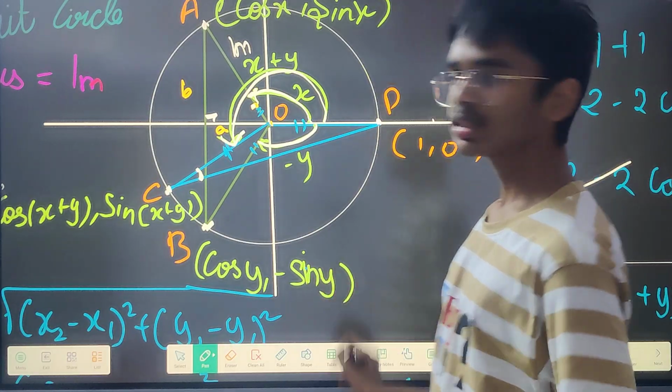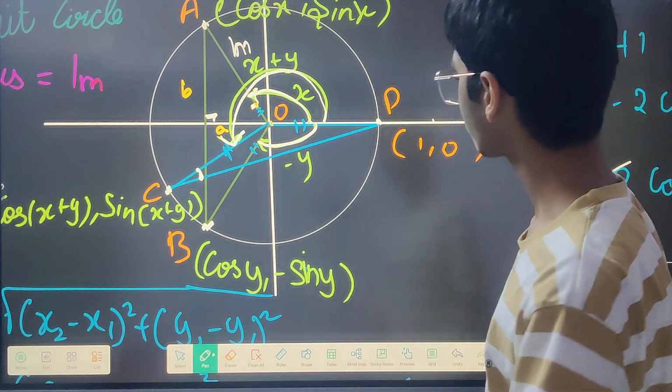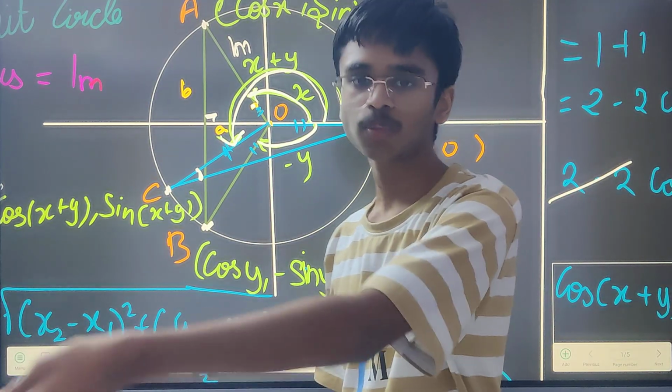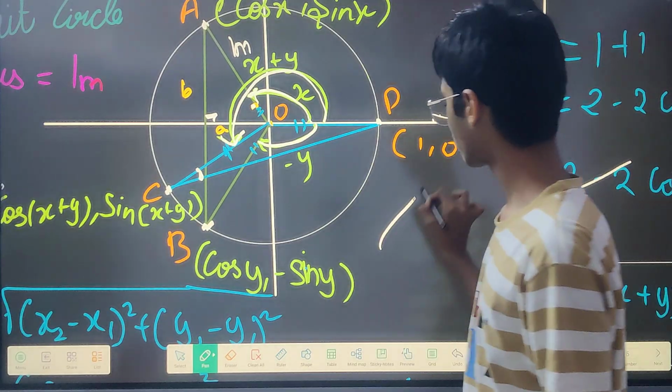So here it will be minus sin y, because sine is an odd function. We have seen all these in our previous videos, what is an odd function and what is an even function.